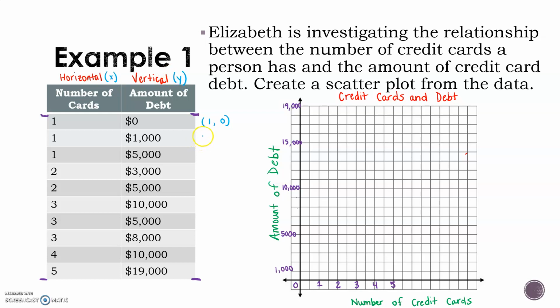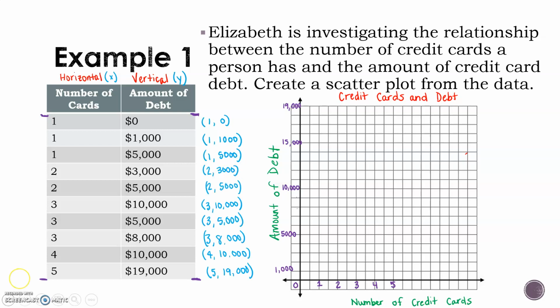So I've got the 0.10, 0.1, 1,000, 1, 5,000, and I'm going to continue this all the way down. Ta-da! There's all my values. If you need to pause it and catch up, you can. But I'm going to go ahead and graph these.